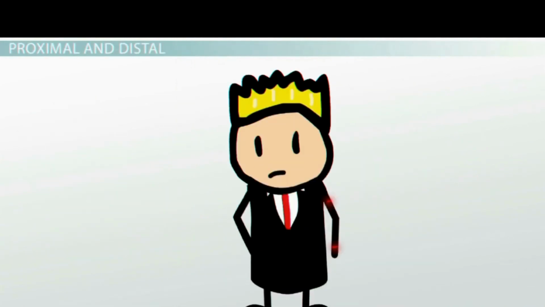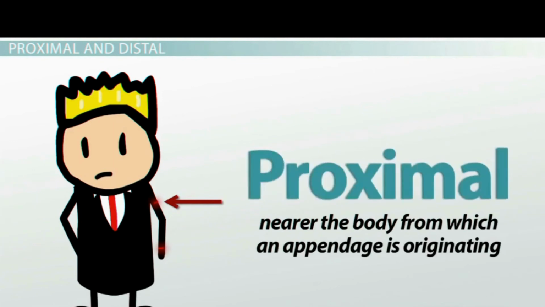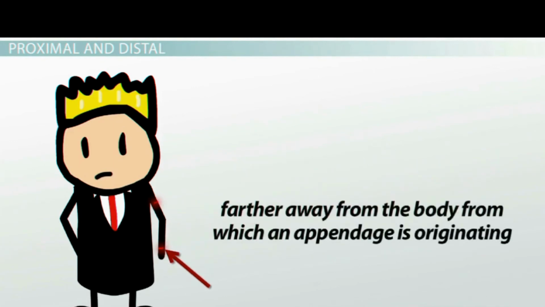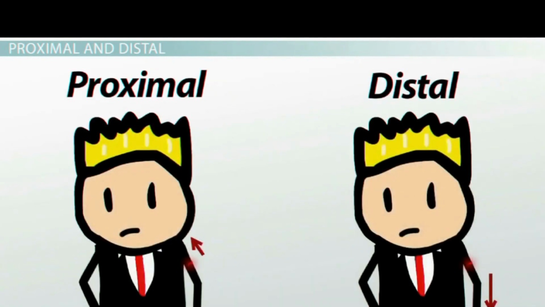As you toil away planting the bulbs, you manage to get a couple of scratches. One of the scratches is on your wrist, and the other is on your upper arm. With respect to your body's appendages, the point on an appendage that is nearer the body from which an appendage is originating is known as the proximal point, whereas the point farther away from the body from which an appendage is originating is known as the distal point. Both of these words are relative and not absolute. This means that something is considered to be proximal or distal relative to its position to something else.